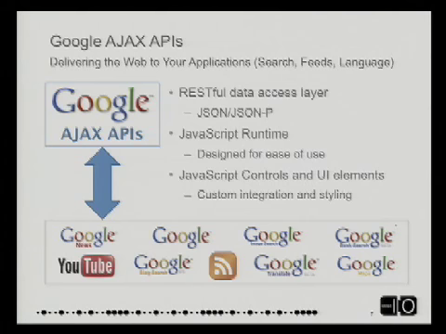So a quick background on the AJAX APIs. There's a RESTful data access layer, which is JSON and JSONP. Vadim, who's also a member of the team, gave a really good talk about how you can actually access that directly. There's a JavaScript runtime, which is a very lightweight JavaScript library that sits on top of this RESTful interface that provides ease of use and access to the result data.